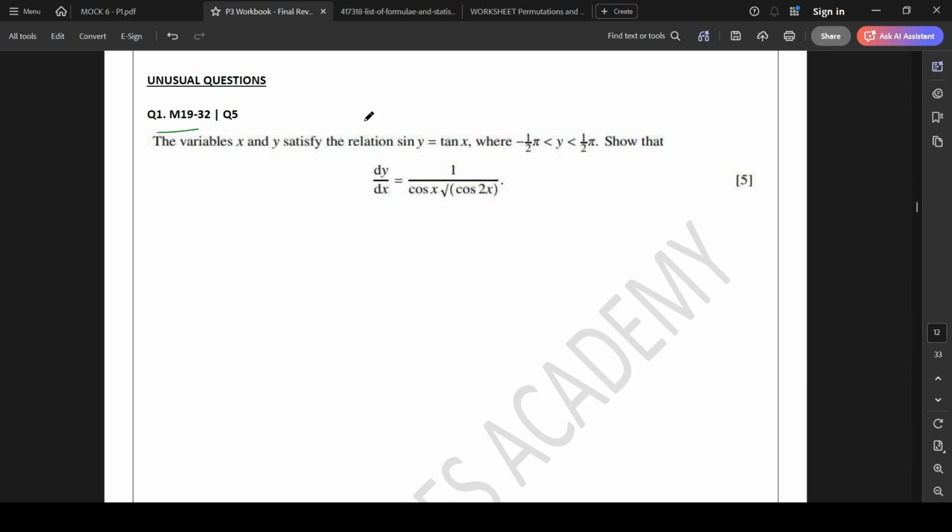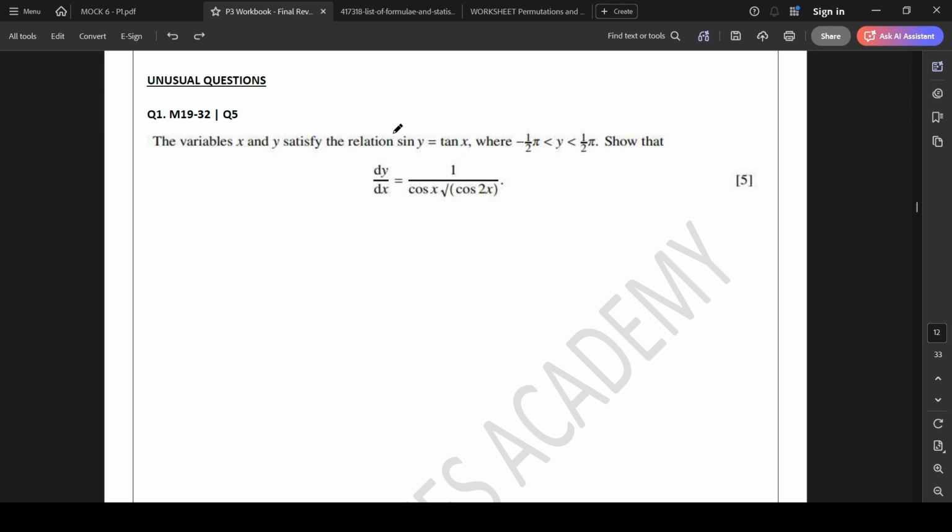The question is coming from Feb March 19, paper 3, variant 2, and this is the fifth question of the paper. We are given the variables x and y, which are satisfying the relation sin y is equal to tan x, where y lies in between minus pi by 2 and pi by 2. And we have to prove that the derivative of this equation comes out to this.